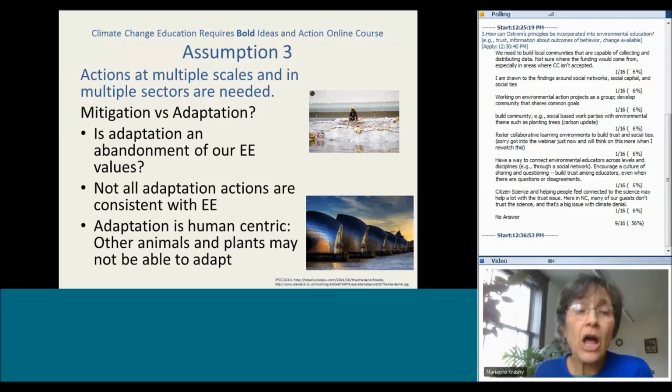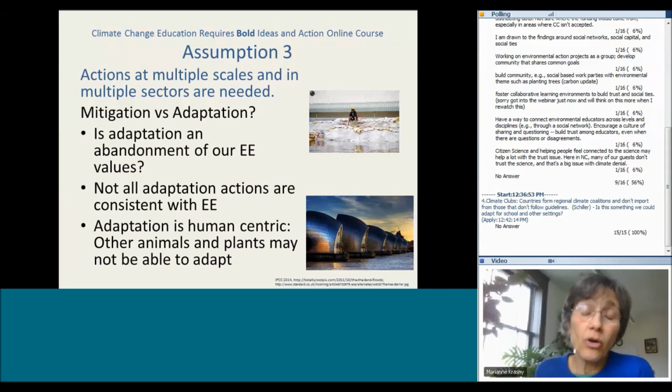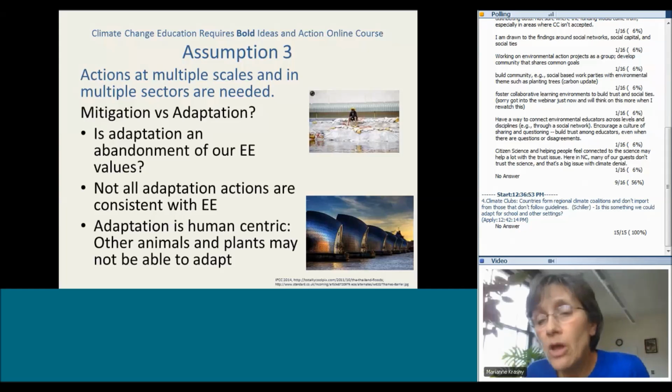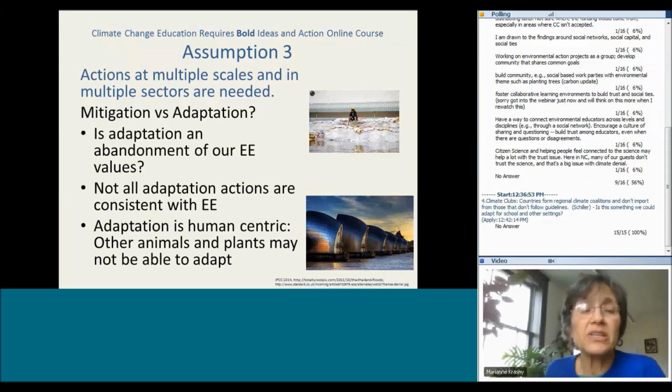The second is that not all adaptation actions are consistent with environmental education, or consistent, we might say, with environmental values. For example, if we have large infrastructure projects that are there to prevent sea level rise, or even smaller projects that people are doing because they're desperate in light of flooding, not all of these are going to benefit the environment in addition to helping people adapt to the flooding or other disturbances they're experiencing.